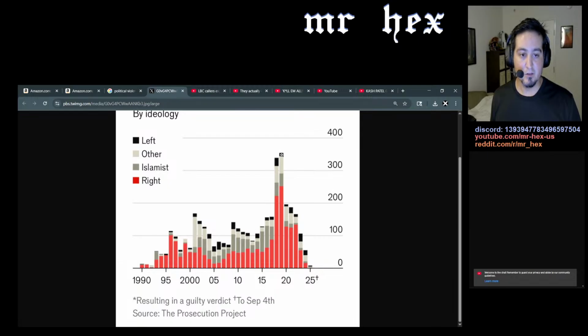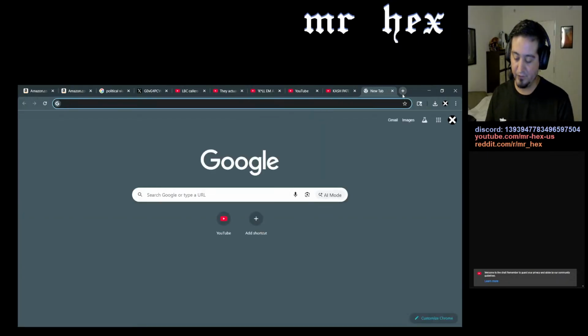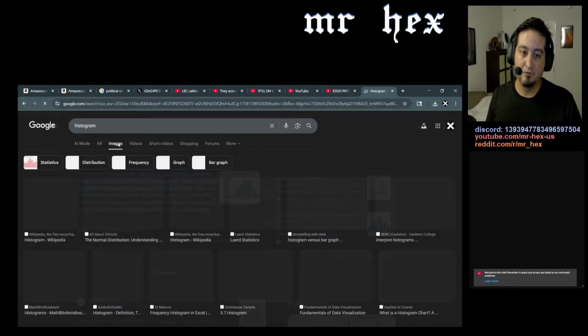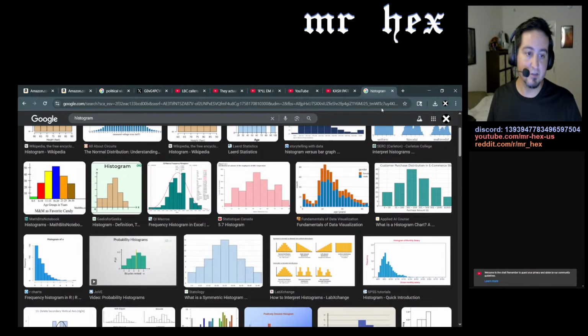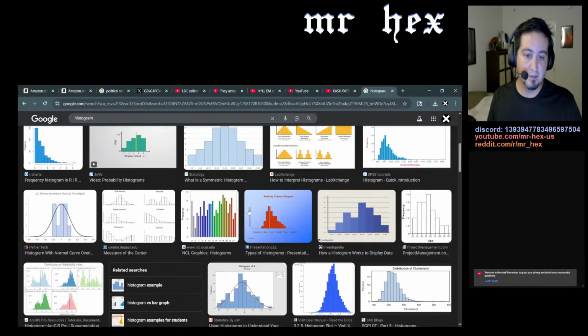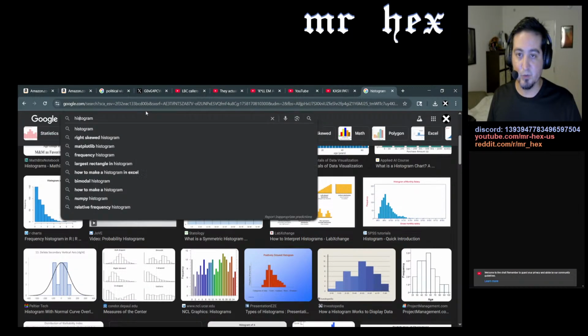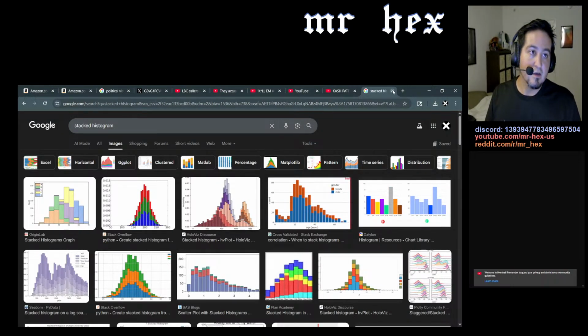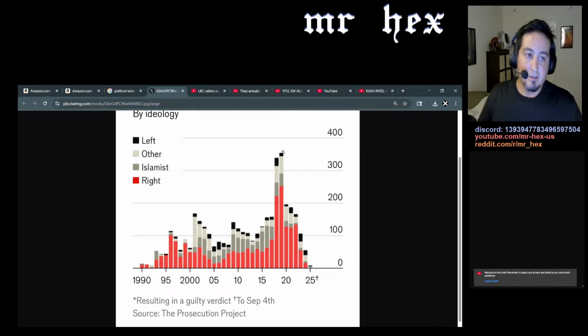This bar is called, I think, a histogram. Yeah, it's a histogram, I believe. What do you call this particular type? Stacked? Stacked histogram, yeah. So the entire bar itself represents the total amount in that given year. And then the distribution of that total amount is represented by the colors.